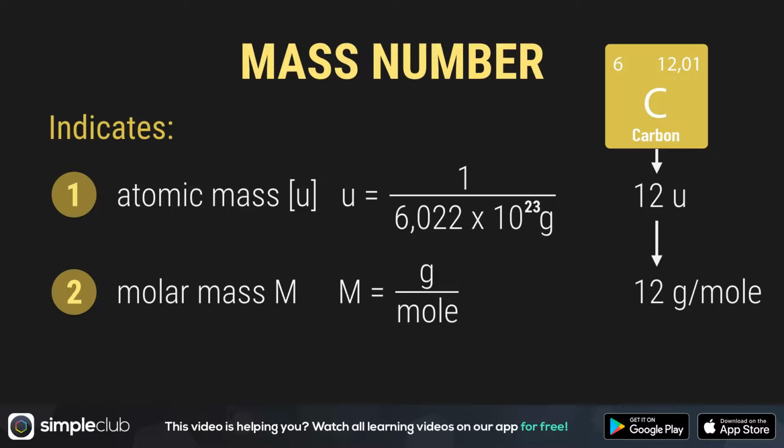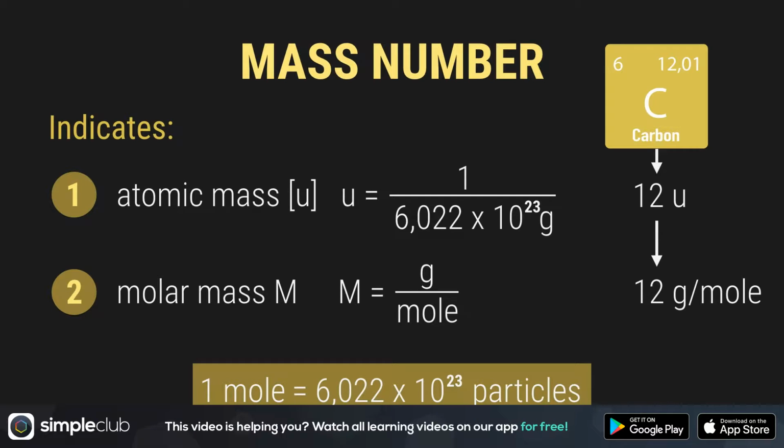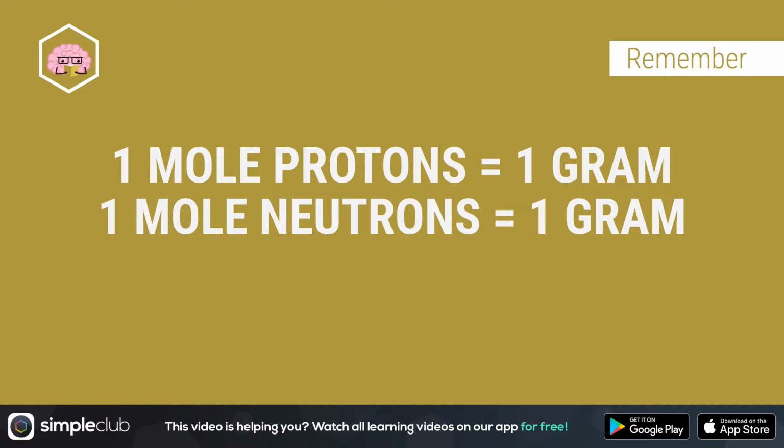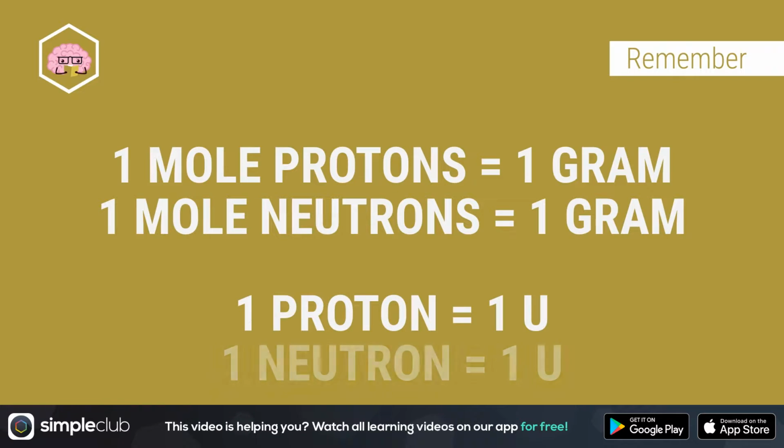But what the hell is a mole? A mole consists of 6.022 times 10 to the power 23 particles. This could involve atoms, molecules, or whatever. This means for carbon, 6.022 times 10 to the 23rd particles of carbon weigh 12 grams. This defines the molar mass. Conveniently, 1 mole of protons or neutrons weighs about 1 gram, whereas 1 proton or 1 neutron weighs exactly 1 U.